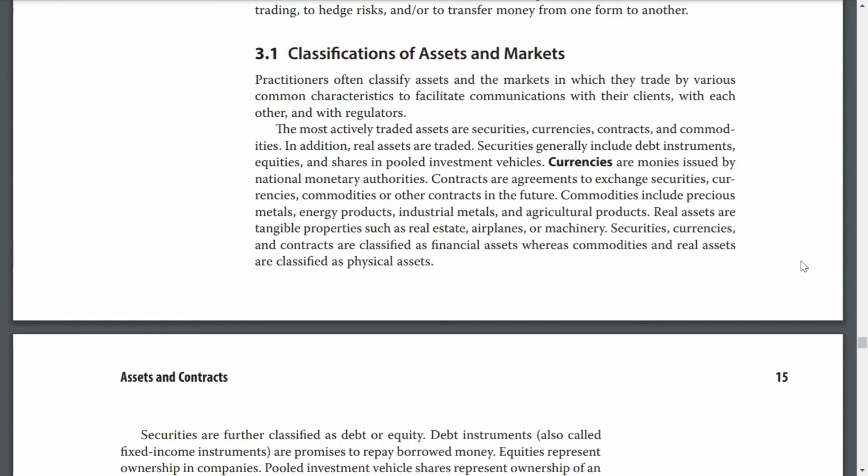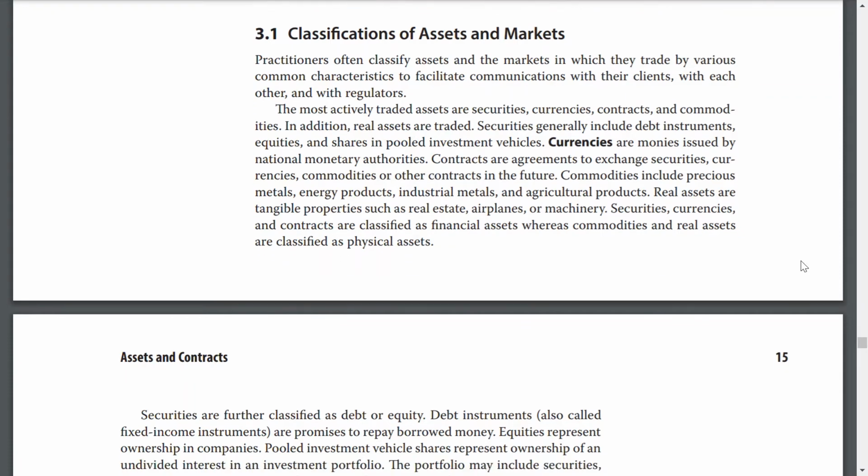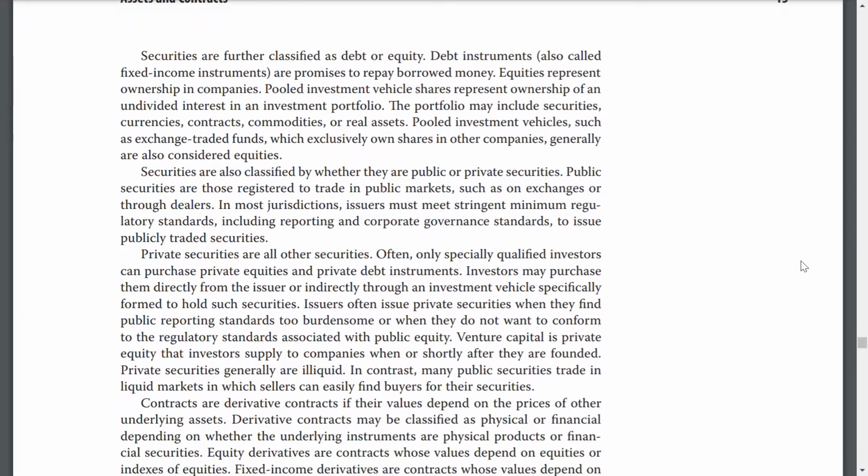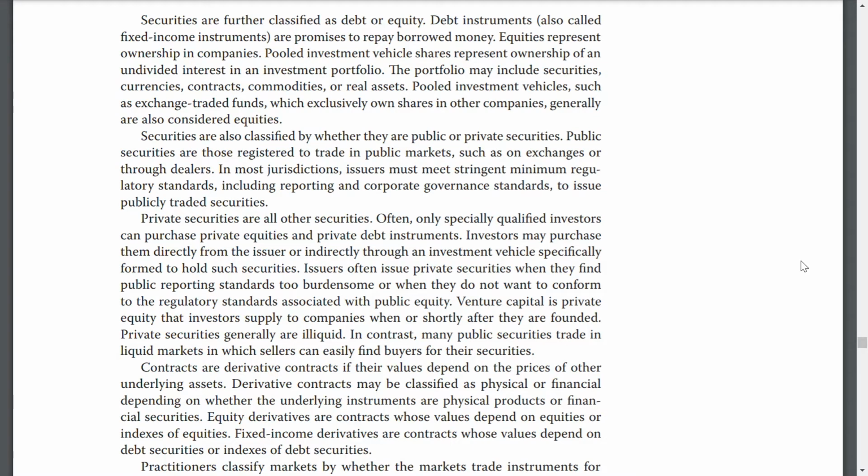A real asset applies to airplanes and machinery. Securities, currencies, and contracts are classified as financial assets, whereas commodities and real estate are classified as physical assets. Securities are further classified as debt or equity. Debt instruments are promises to repay borrowed money. Equities represent ownership in companies. Pooled investment vehicle shares represent ownership of an undivided interest in an investment portfolio. The portfolio may include securities, currencies, contracts, commodities, and real estate. Pooled investment vehicles such as exchange-traded funds, which exclusively own shares in other companies, generally are also considered equities.